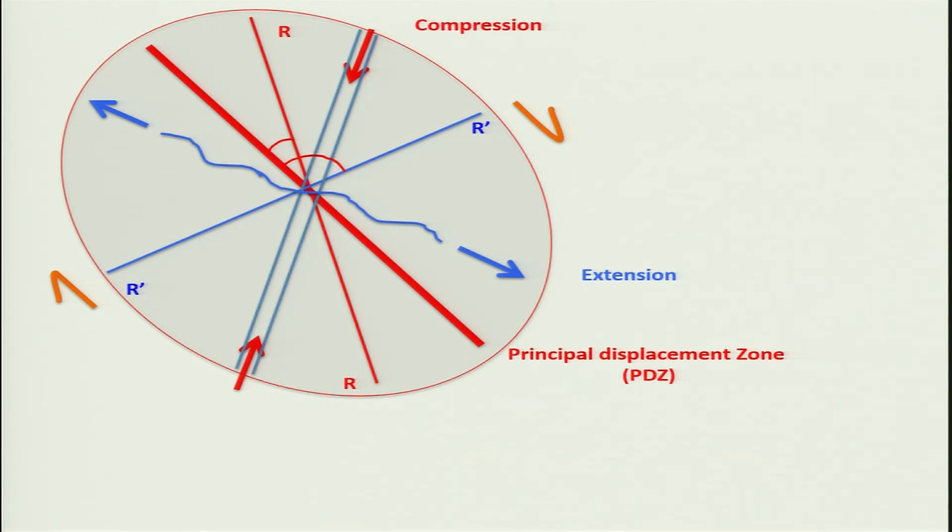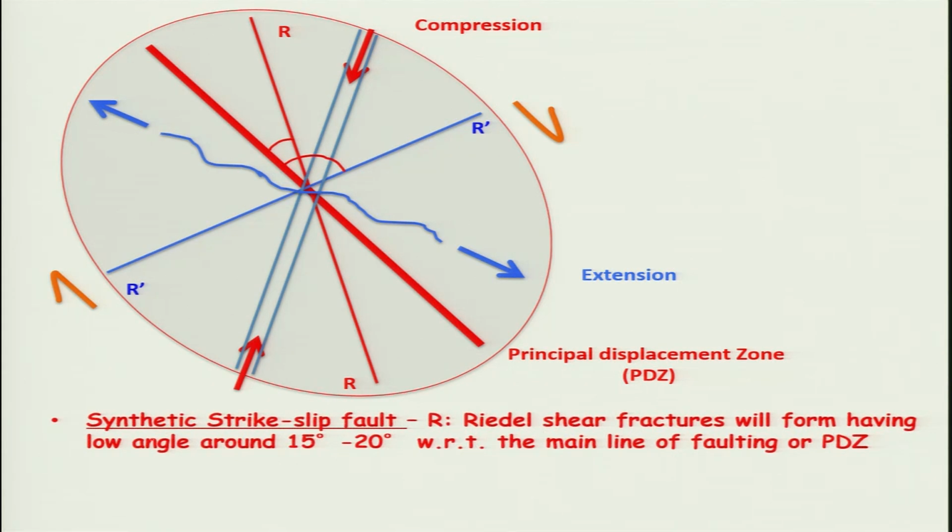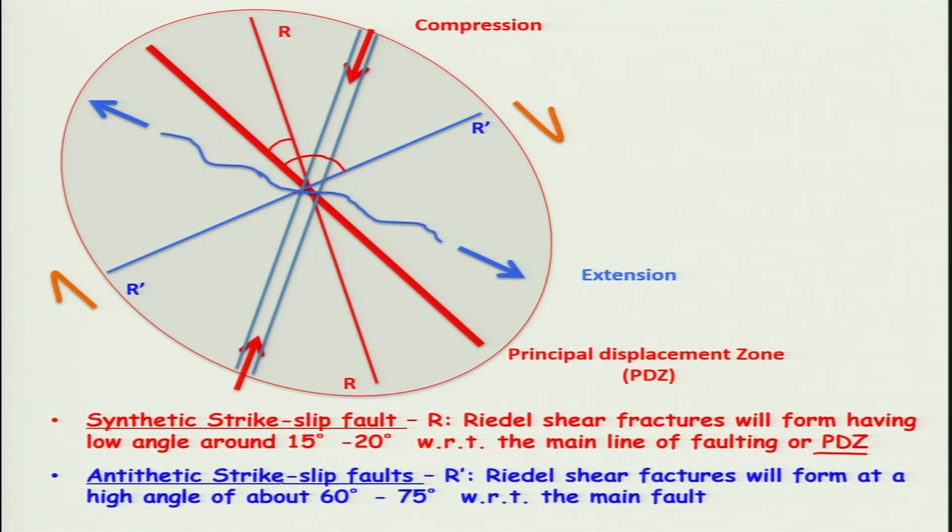So this zone is marked by compression. You will have synthetic strike slip faults, or the Riedel fractures, which will develop at a low angle ranging from 15 to 20 degrees with respect to your principal deformation zone, and another set will be your antithetic strike slip faults. Small shear fractures will form at a high angle, ranging from like 60 to 75 degrees with respect to the main fault zone.